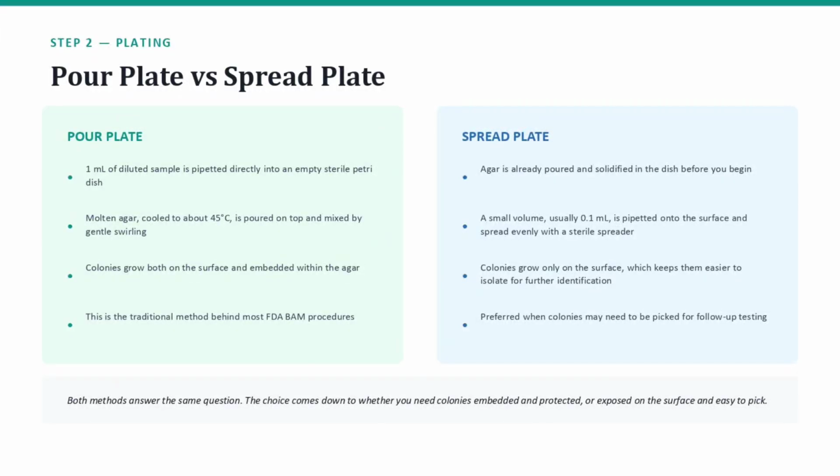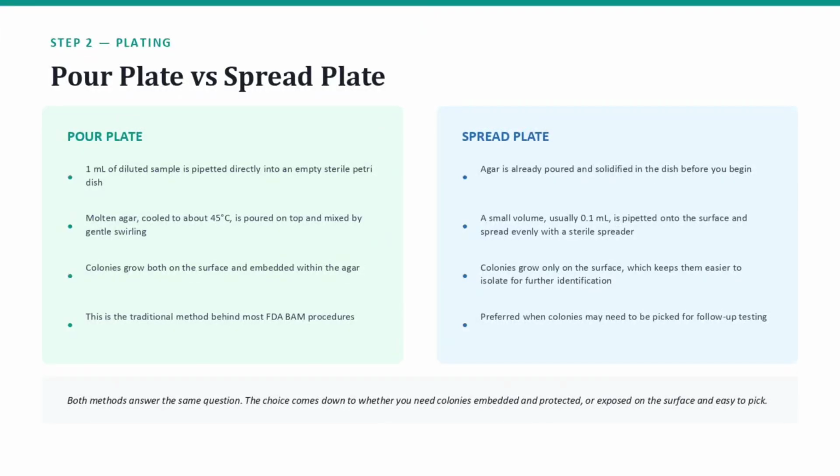Pour plate. You pipette 1 milliliter of the diluted sample directly into an empty sterile petri dish. Then molten agar, cooled to about 45 degrees Celsius, is poured on top and mixed in by gentle swirling. Colonies end up growing both on the surface and embedded within the agar itself. This is the traditional method behind most FDA BAM procedures.